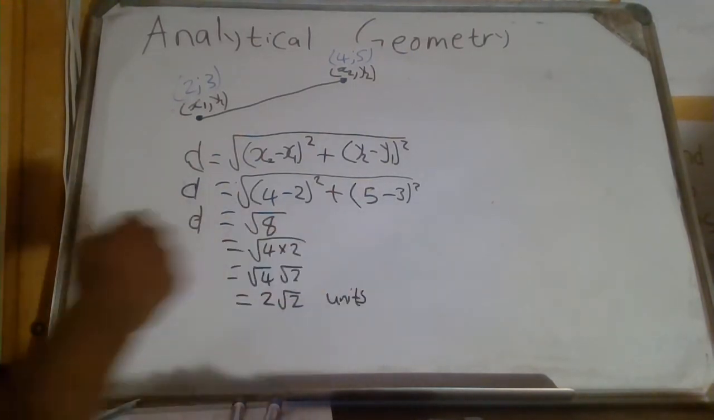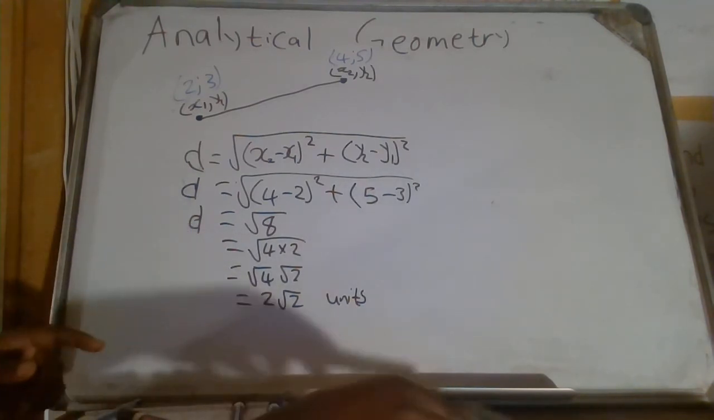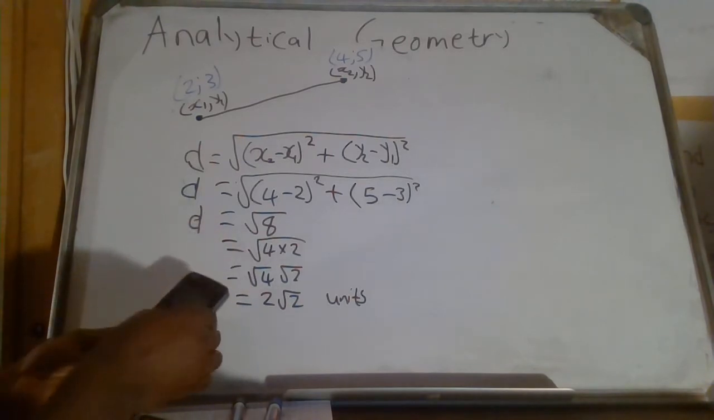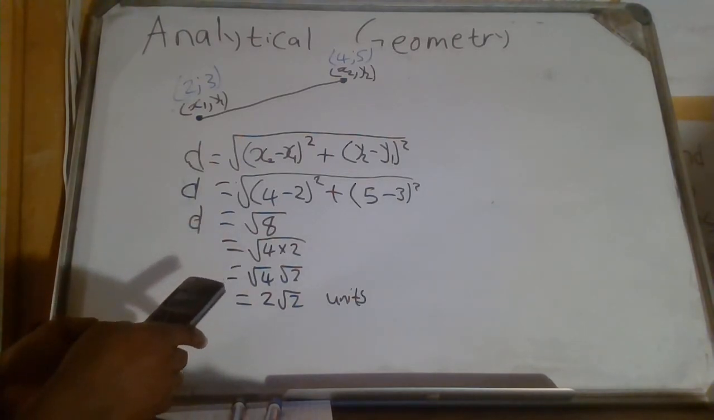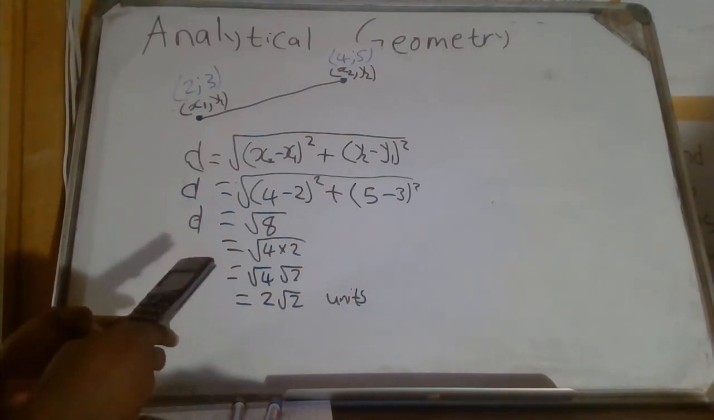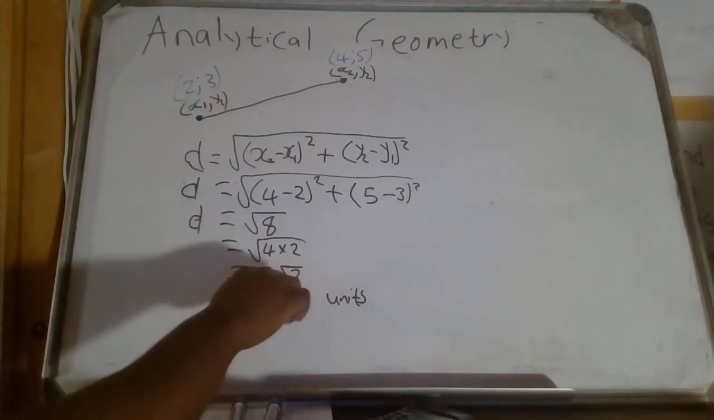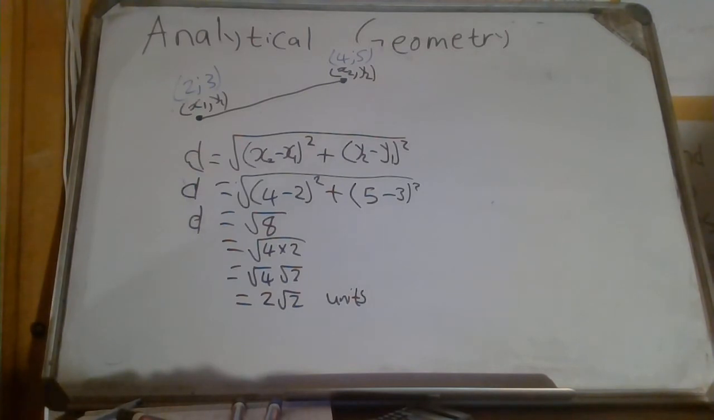Or you don't have to go through all of these steps. When you are here, you can just take a calculator and say square root of 8, and it will give you 2 square root of 2 straight away, and then you say units. That is if they said you must leave your answer in surd form, or if they didn't say anything, just leave it here and don't go further.